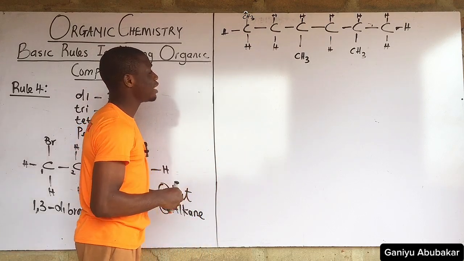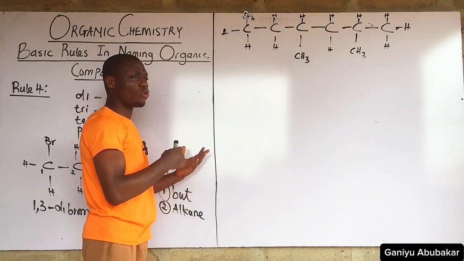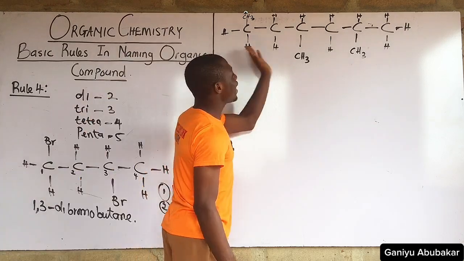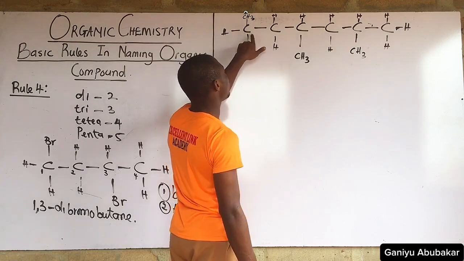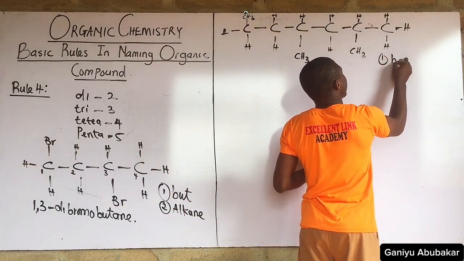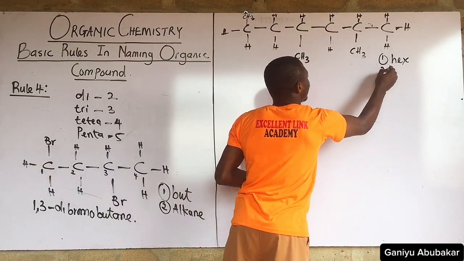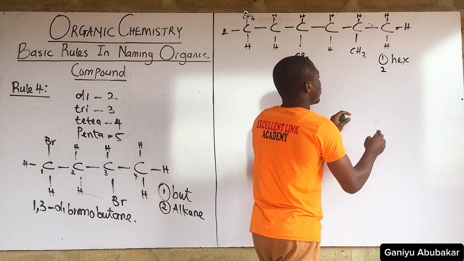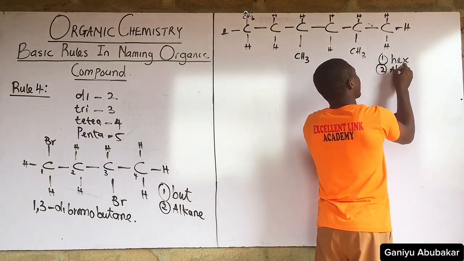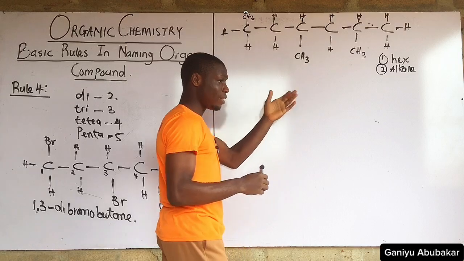To name this compound, it's quite simple. The first task is what? Select the longest continuous carbon chain. My longest continuous carbon chain here, I have 1, 2, 3, 4, 5, 6. What's 6? That's hex. Rule 2 says functional group. These are what? Single bond all throughout. That's an alkane, because they are single bond all through, right?